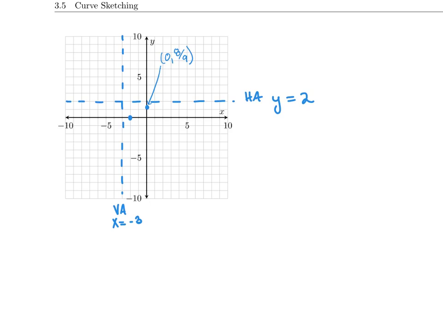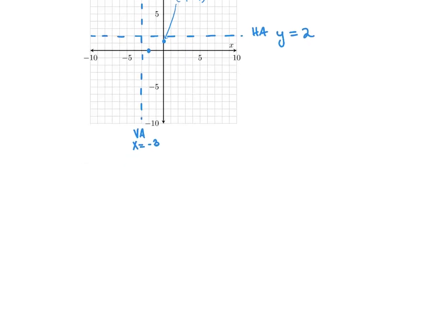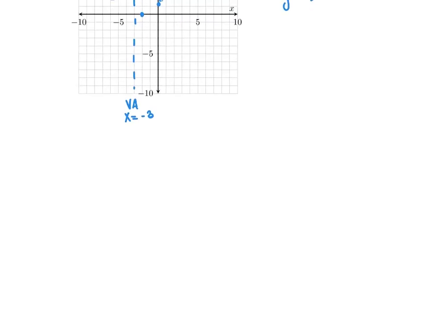I've got my domain, x can't equal -3, which turned out to be a vertical asymptote. I've got my y-intercept at 8/9. I've got my x-intercept at -2, and then I've got my horizontal asymptote at y equals 2. All right, let's see what else we can figure out. We are now moving on to the portion where we need to start taking derivatives. So we'll start with writing down our function.